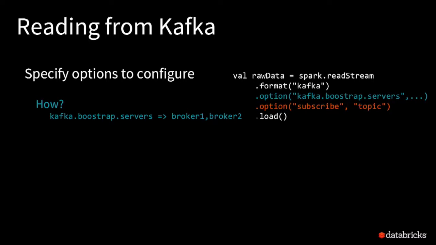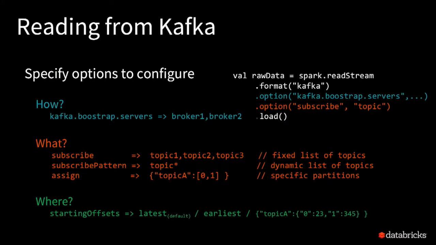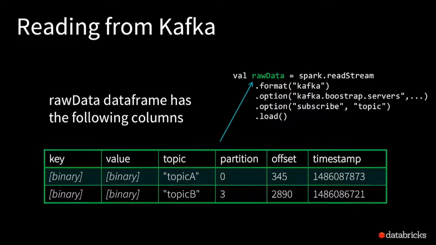So you have to define how to read by specifying your Kafka bootstrap servers as options in this form. You can specify what you want to read, basically subscribe to a topic or a pattern of topics or specific topic partitions, etc. And you can specify where to read from, either from the latest data or from the earliest data or a specific topic offset. All of these can be specified through these options. Of course, you're specifying the format as Kafka. And what this load essentially does is return a data frame. This data frame has a few columns, where you have the key and the value as binary data.